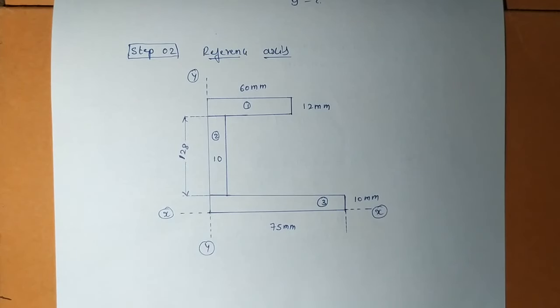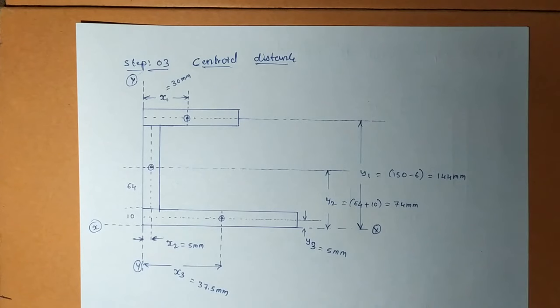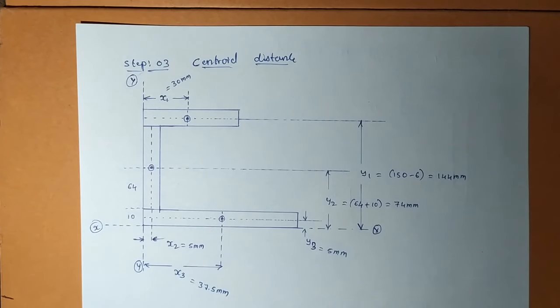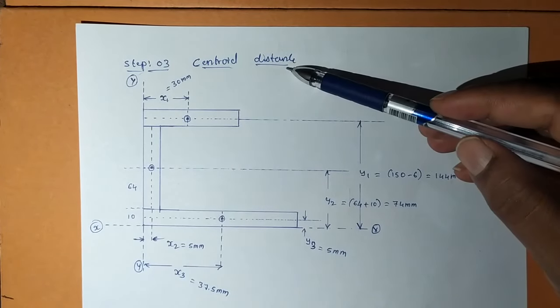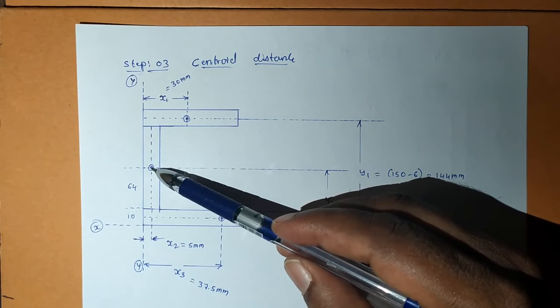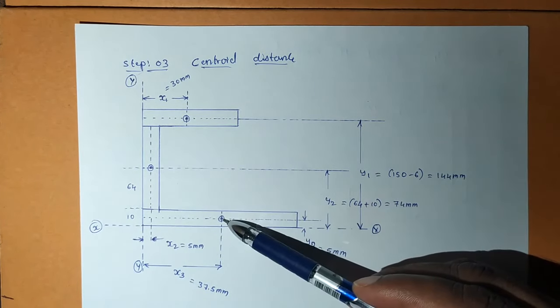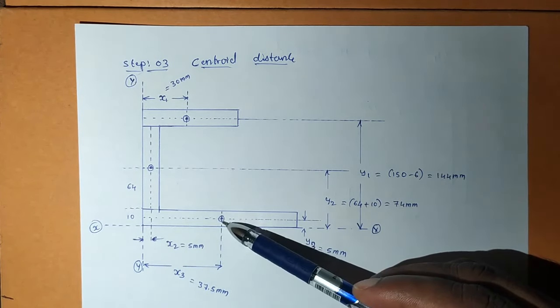In step number 3, we have to mark the centroidal distance x1, x2, x3, y1, y2, y3. We have to mark it on the main diagram. To mark centroidal distance, first we have to identify the centroid of the individual cross section area. For section number 1, this is the centroid of the section number 1. Similarly, for section number 2, this is the centroid. This is the centroid of section number 3.